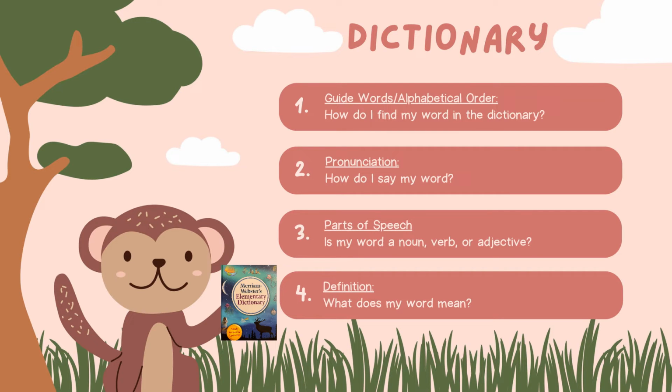Let's review what we know about a dictionary. We're going to find our words using our knowledge of alphabetical order and using the guide words on the page. Then we're going to find the pronunciation, or how to say our word. Next, it's going to tell us a part of speech. It's either a noun, verb, or adjective. And finally, it's going to tell us the definition, or what our word means. A dictionary sure is useful.